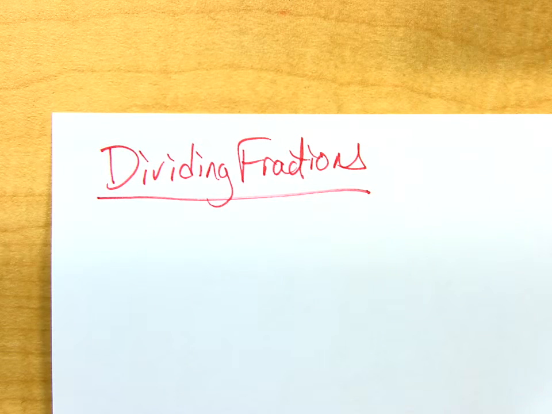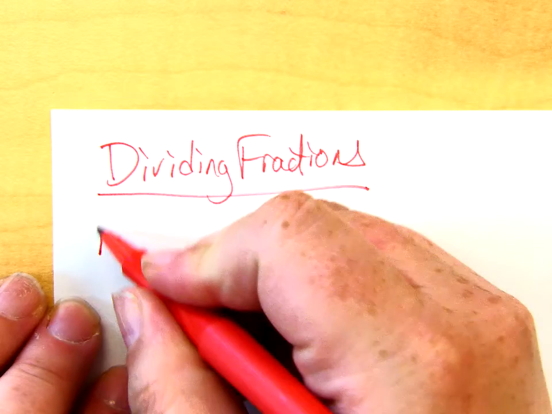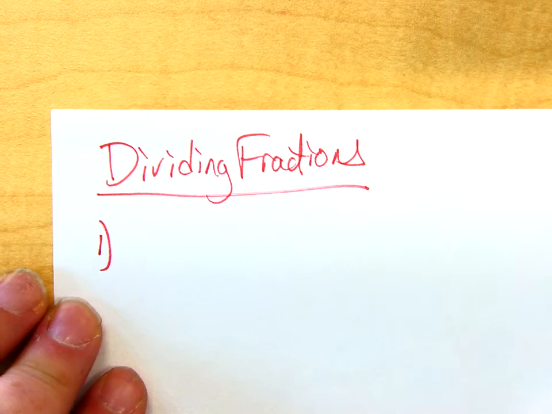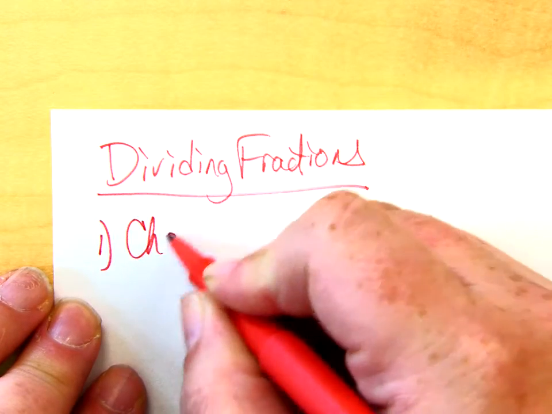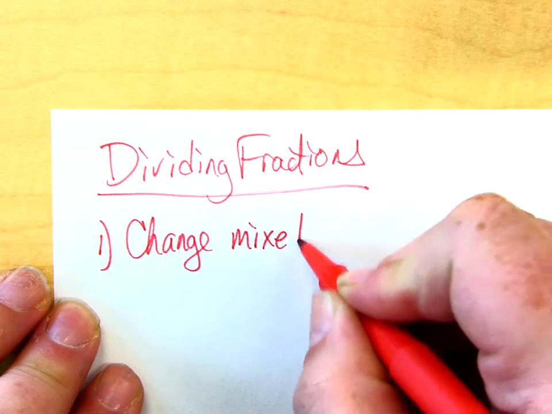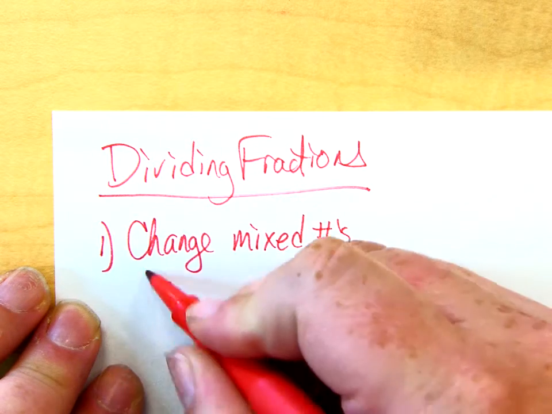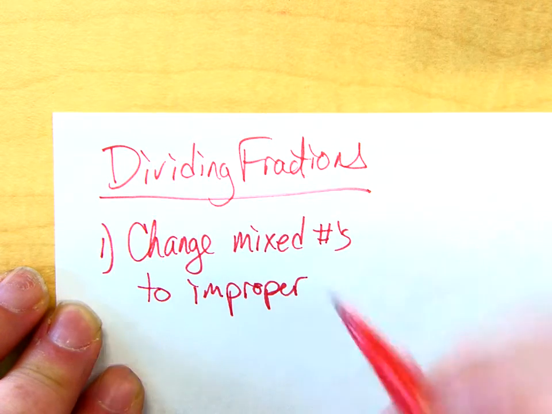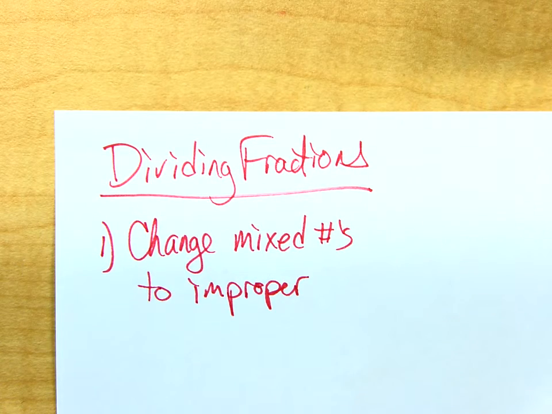So today we are dividing fractions. Step 1 is the exact same thing as step 1 was when we were multiplying. You have to change any mixed numbers to improper. Okay? So, if you have mixed numbers, change them to improper. Okay? You have to do that first. You don't really get a choice.